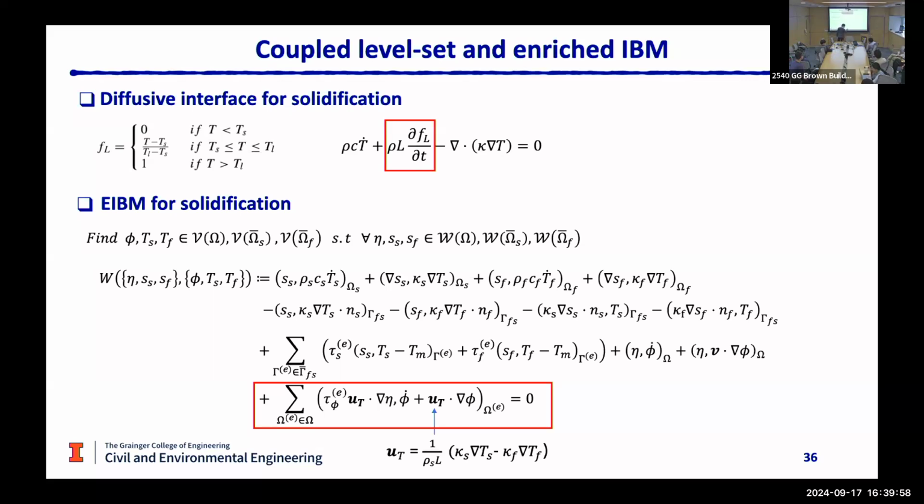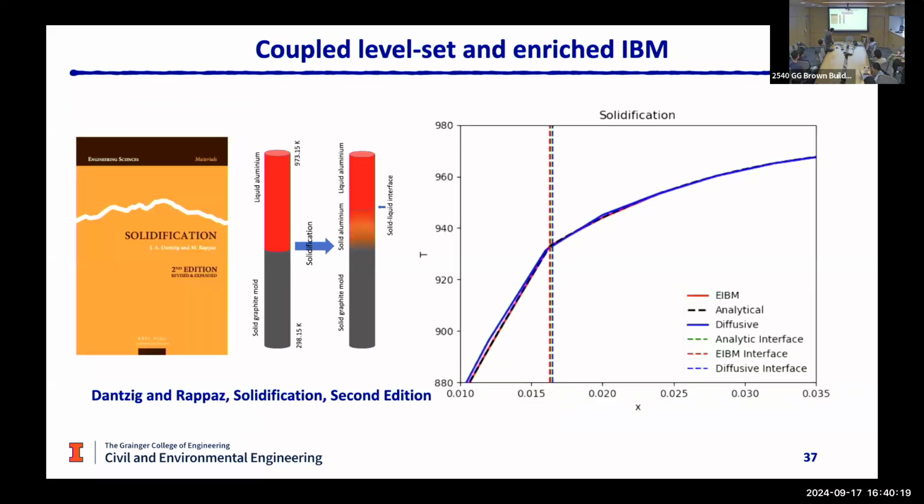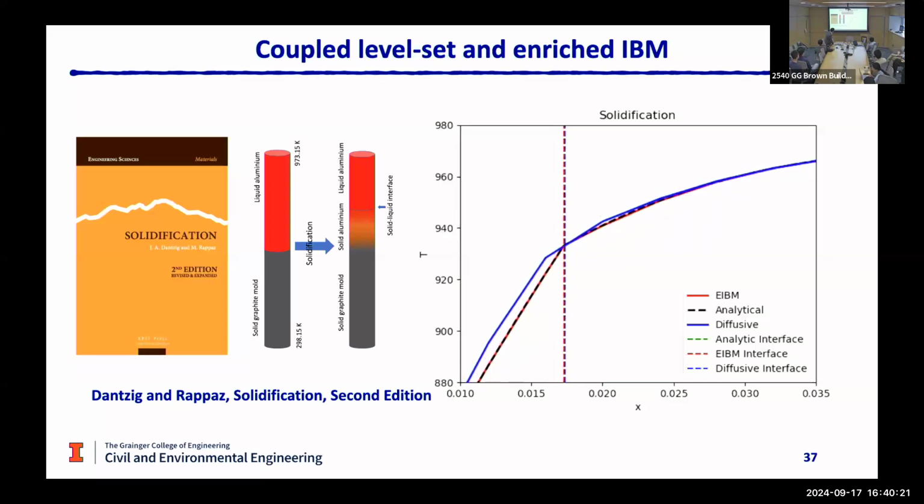The flux jump divided by solid density and the latent heat. After we get the level set field, we extract the zero level set and form a triangulation. Then we immerse the triangulation into the background mesh to impose other boundary conditions. So it's a very simple idea. Let me show you how this method performs.